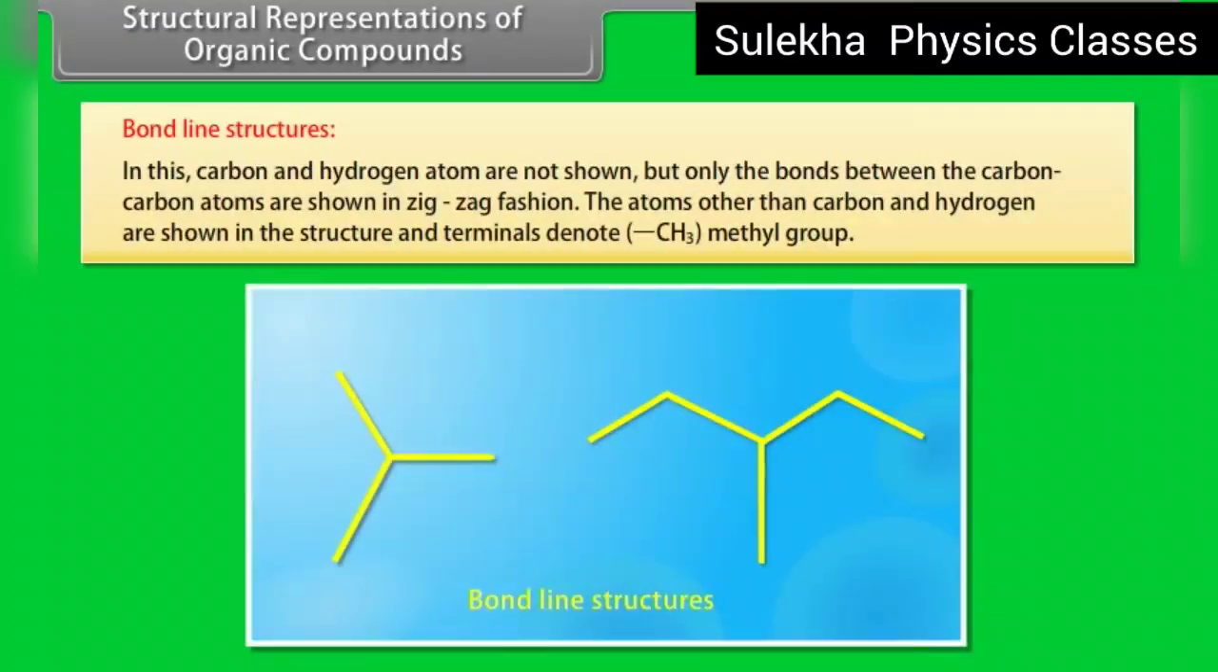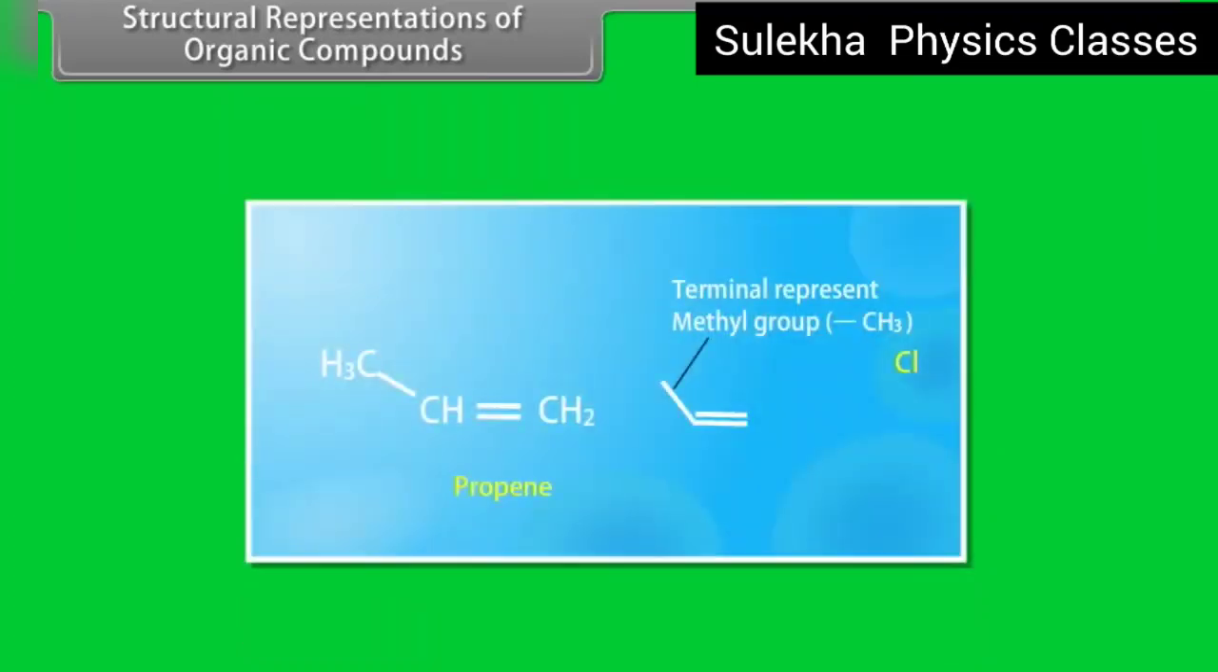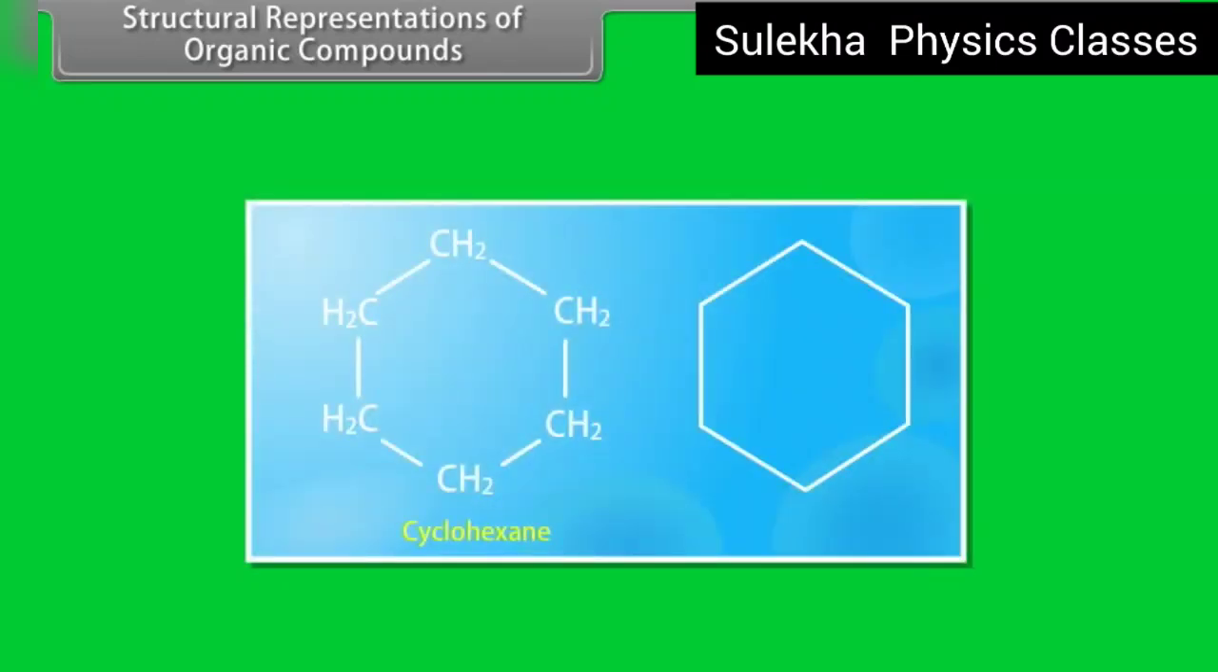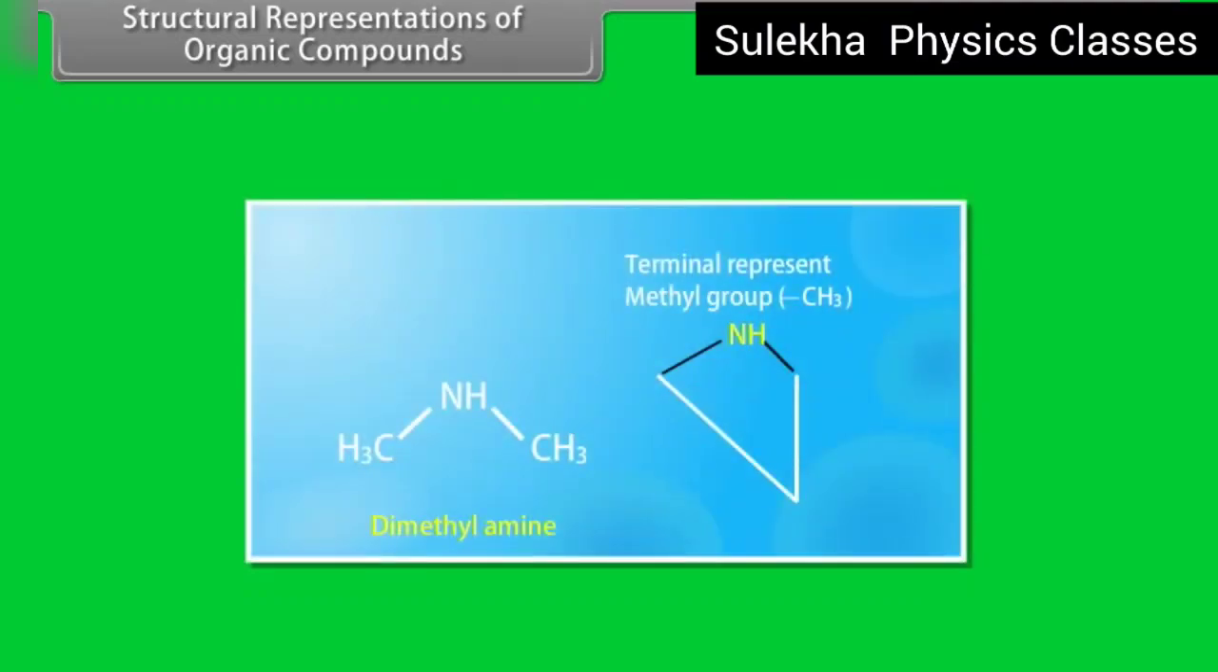In this, carbon and hydrogen atoms are not shown, but only the bonds between the carbon-carbon atoms are shown in zigzag fashion. The atoms other than carbon and hydrogen are shown in the structure, and the terminals denote methyl group. For example, butyl chloride, propene, cyclohexane, diethyl ether, dimethylamine.